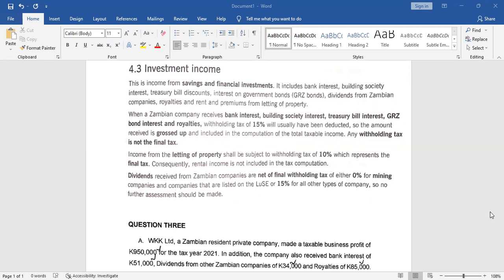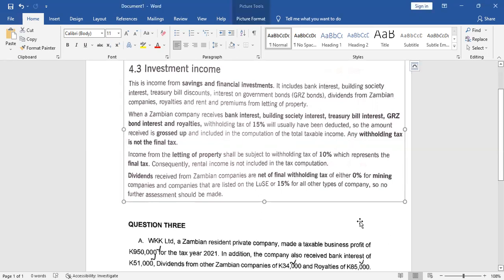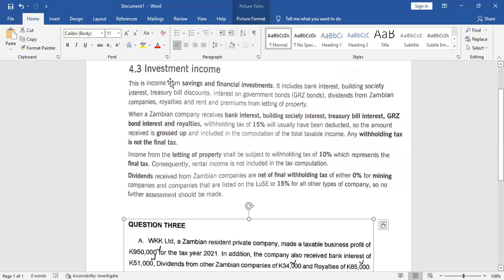So according to the guidance with respect to the Zambian company, we can basically look at what I've cropped here. Investment income. This is income from savings and financial investment. It includes bank interest, building society interest, treasury bill discount, interest on government bonds, GRZ bonds, dividends from Zambian companies, royalties and rent, and the premiums from letting of property.